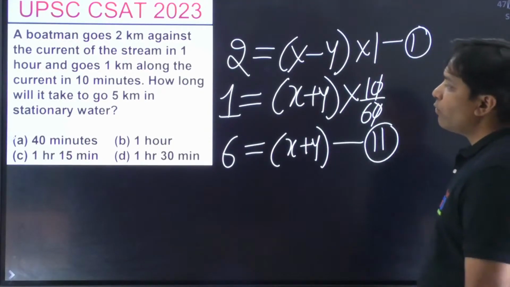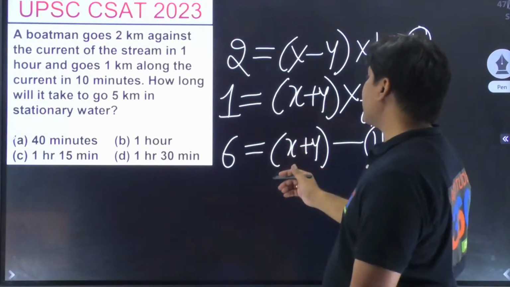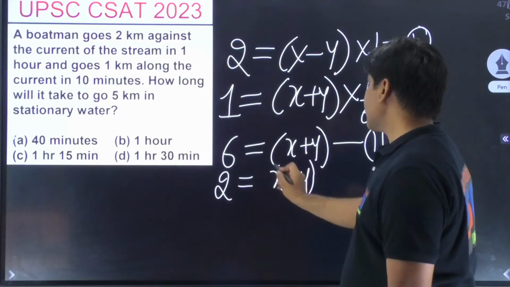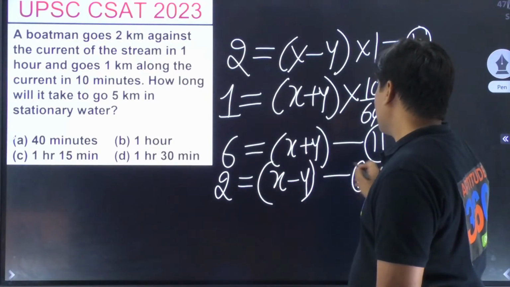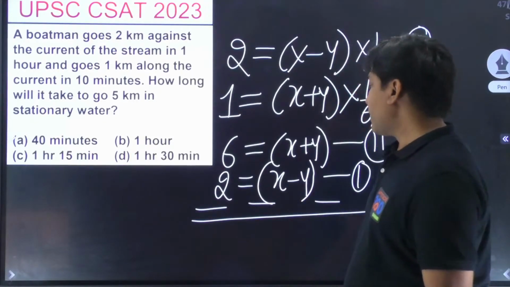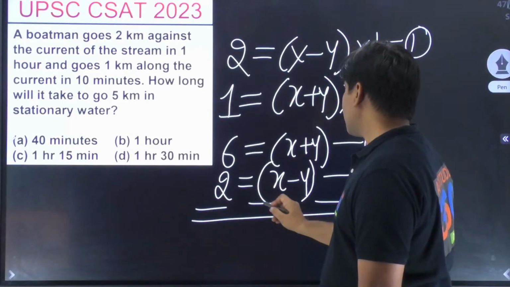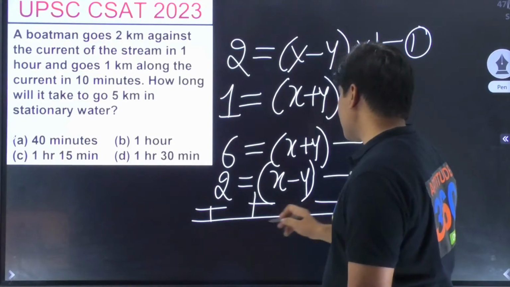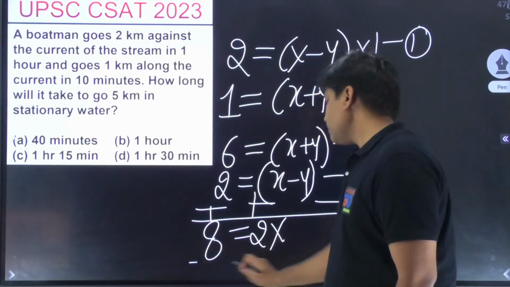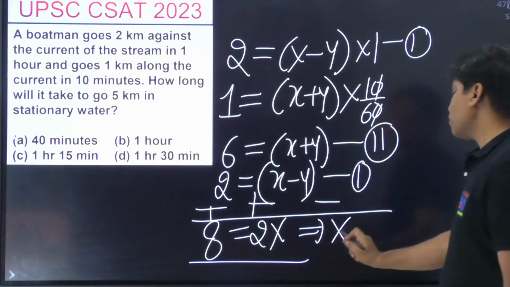Can you find out the value of x from here? Yes, you can do that. What is with this? 2 is equal to x minus y, isn't it? So first this minus this, what is the value out here? No, plus, no minus. So this is 8 is equal to 2x. So this is x is equal to 4.